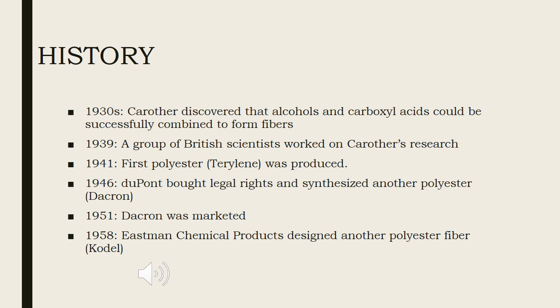In 1958, another polyester fiber called Codal was developed by Eastman Chemical Products. The polyester market kept expanding since it was such an inexpensive and durable fiber. Many small textile mills emerged all over the country, many located in old gas stations, to produce cheap polyester apparel items.